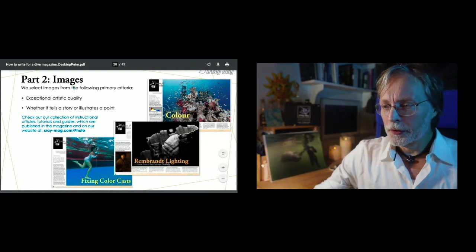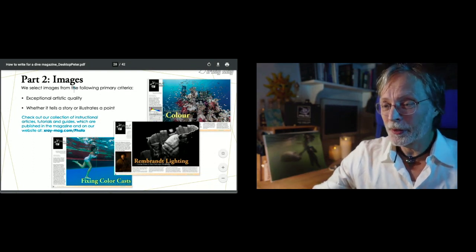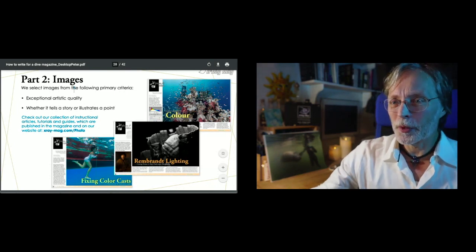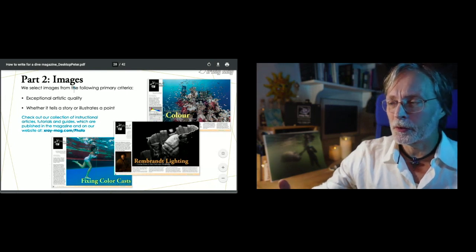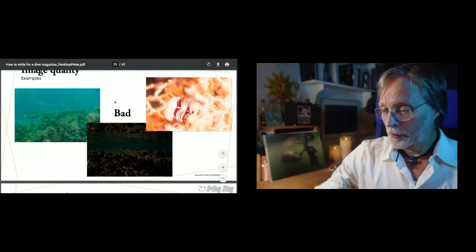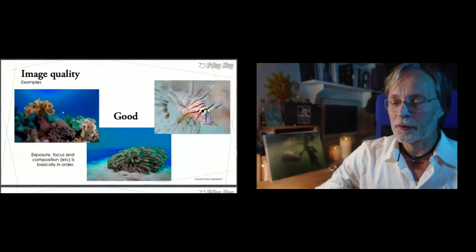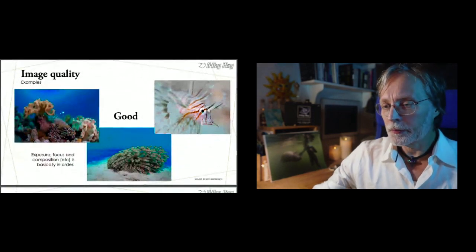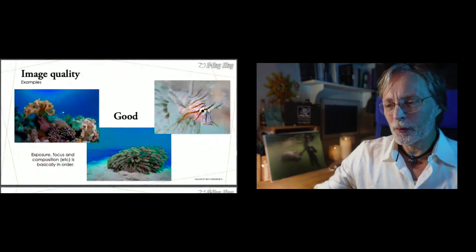Image quality. Here are just some examples of really bad pictures that we have seen. I don't think comments are really required. They're out of focus, they're underexposed, they're lacking dynamic range, there's everything wrong with them. Yet, in some cases, I have in all seriousness seen things like this submitted to us. Here are some examples of good images. Exposure, focus, composition, etc. are basically in order.